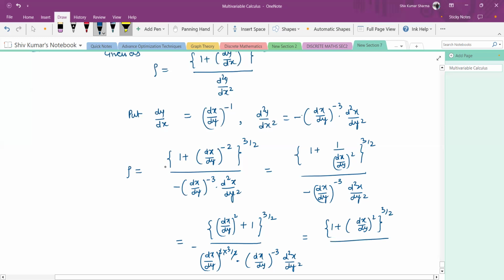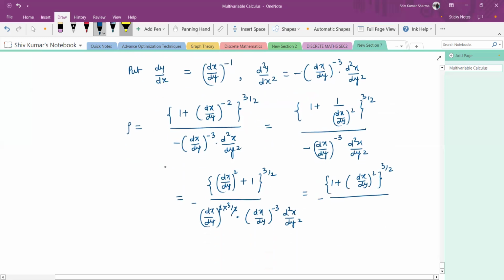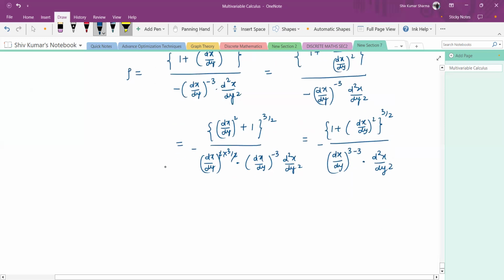So we see that the power of dx/dy in first term is 3 and here is minus 3. So the power will be 0 of dx/dy. So we can write down this as plus 3 and minus 3. And the second term is d²x/dy². Okay, so power is 0. So something power 0 means 1. So we write down as (1 plus (dx/dy)²) whole raised to the power 3/2 upon d²x/dy². So this is our answer.